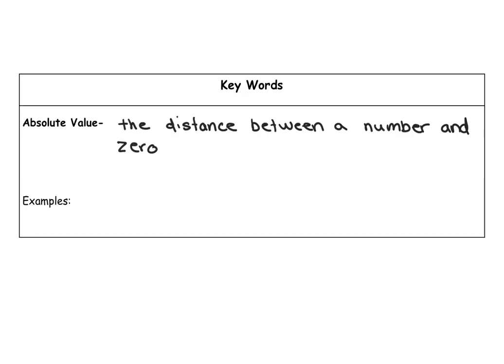Our last vocabulary word is absolute value. That is the distance between a number and 0. So the absolute value of 3 is equal to 3 because on a number line, the number 3 is a distance of 3 away from 0.